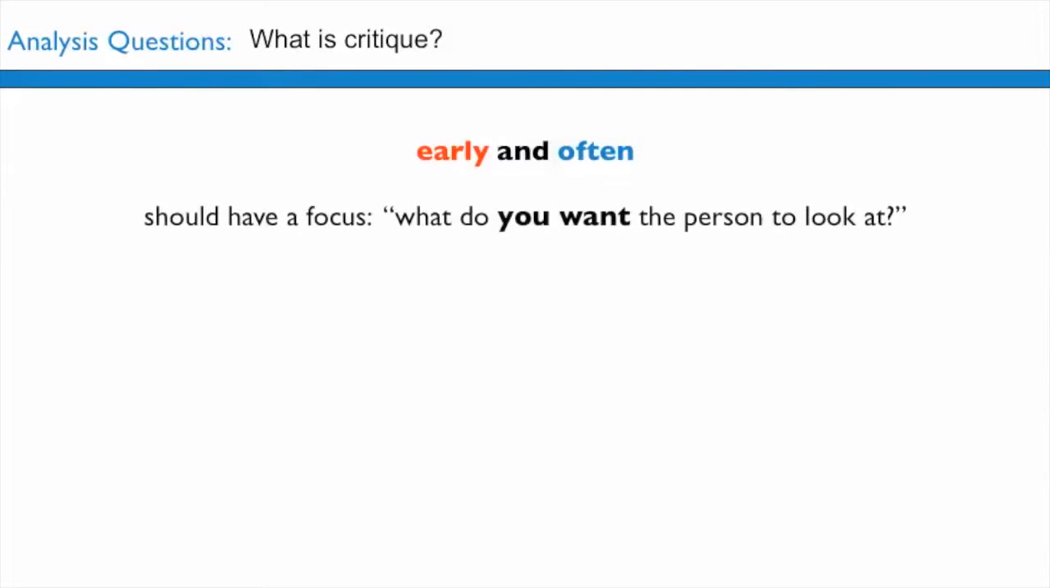The second thing is that critique should always have a purpose. When you're seeking feedback from another person, it's completely appropriate to ask them to look at something specific in your design. For example, you might ask somebody to look specifically at your use of line and shape and ignore the use of colors, because perhaps you have not yet set your color palette.